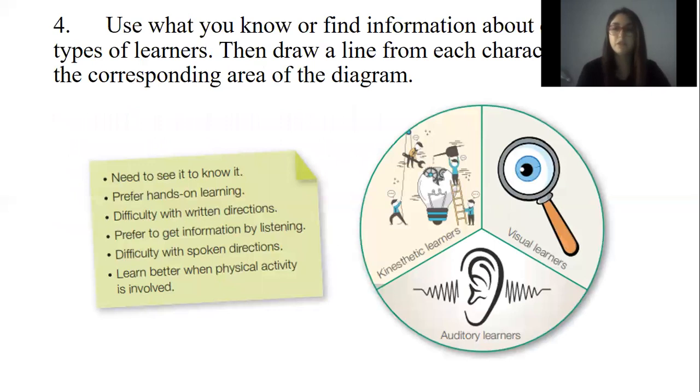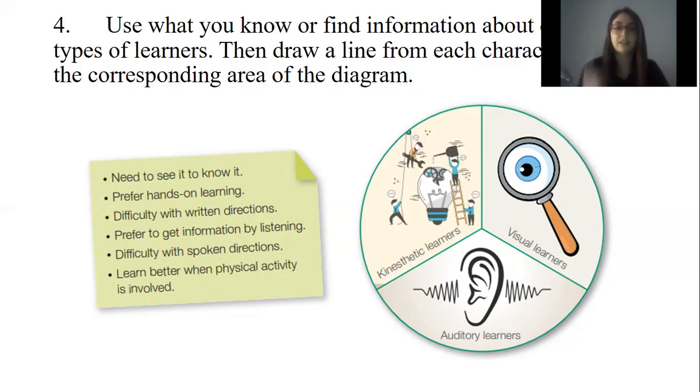Activity number 4 says, use what you know or find information about different types of learners. Then draw a line from each characteristic to the corresponding area of the diagram. Entonces, tienes que usar lo que tú sabes o buscar información sobre los distintos tipos de aprendizaje y unir a cuál estilo de aprendizaje de estos 3 que tú ves acá corresponde cada una de las afirmaciones.